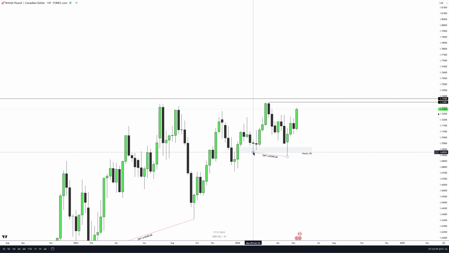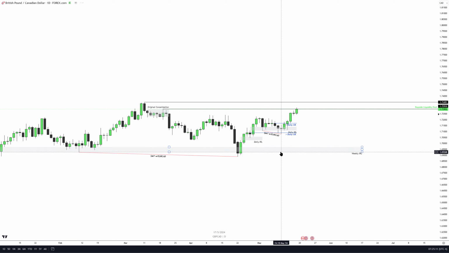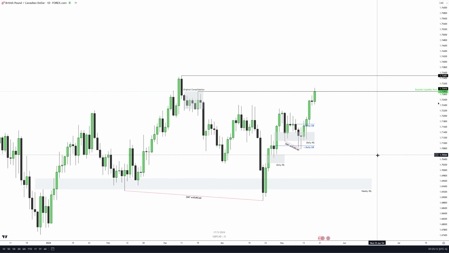drop down, purge this low into that weekly FVG whilst forming SMT with Euro CAD, making this a purge or turtle soup entry potentially. And we can see that price from this large wick has a pretty decent reaction to the purge of this low. So we'll drop into the daily time frame here to get a bit more context.